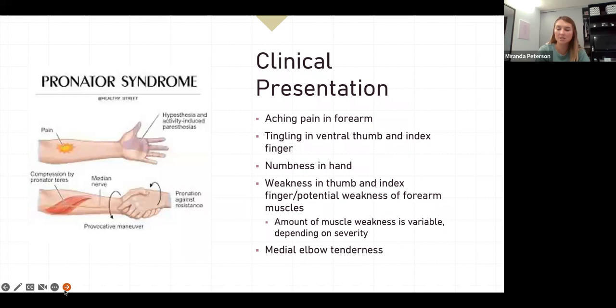For clinical presentation, it presents as an aching pain in the forearm or tingling in the ventral thumb and index fingers, along the median nerve distribution, because it is a median nerve entrapment. You can also have numbness in the hand, weakness in the thumb and index finger, and potential weakness of the forearm muscles, just because it's impacting the muscles that are innervated by the median nerve. The amount of muscle weakness is variable and depends on the severity. But it can also have medial elbow tenderness.